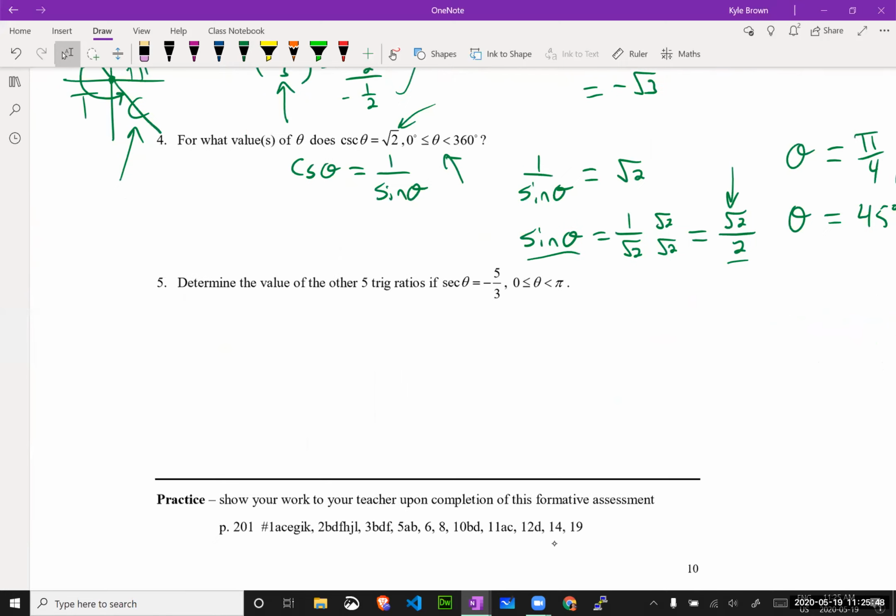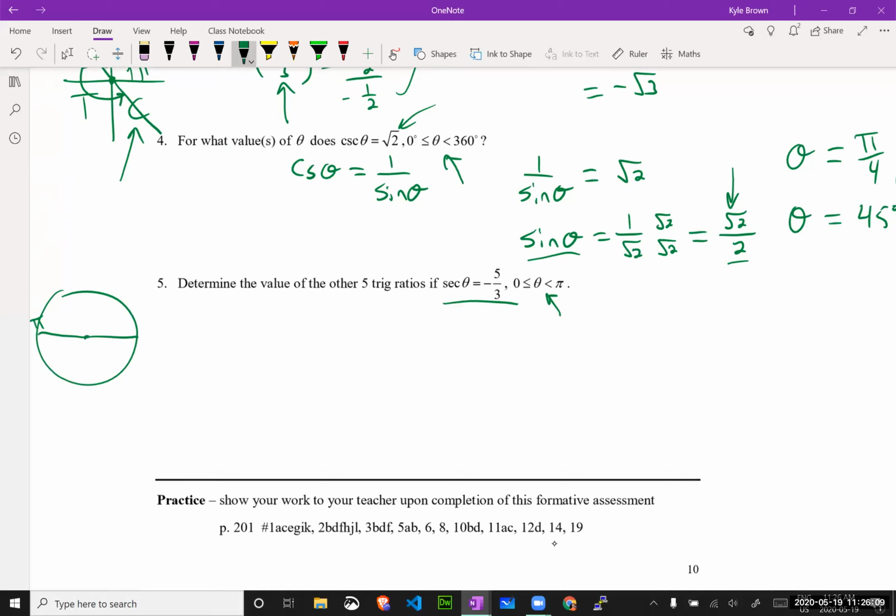Determine the value of the other 5 trig ratios if secant theta is equal to -5 over 3. And this is important because they threw this in here, right? Theta is greater than 0, but it's less than pi. Now, remember what that means. This is my unit circle. So remember pi is over here. That's saying that I'm only talking in this range, right? I don't have to worry about down here. So that's what we're restricted to in this case.